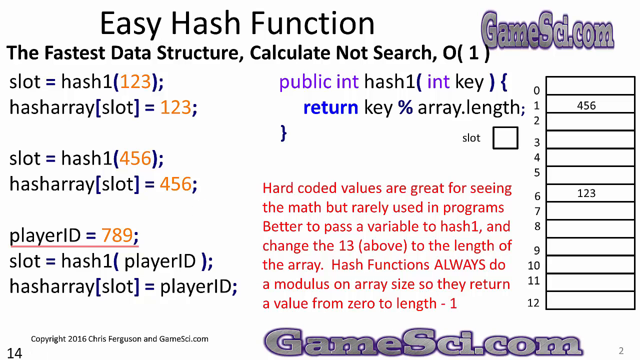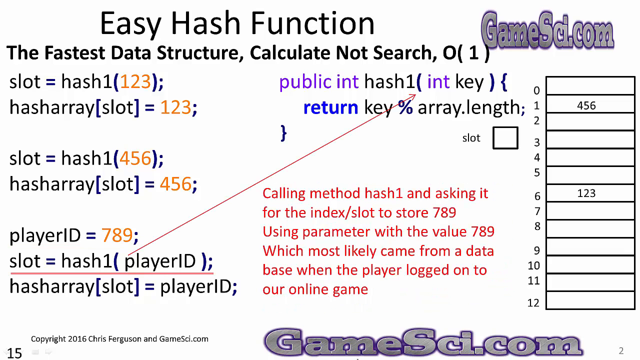It's better to pass a variable to hash 1, and then let's also change the 13 that we hard-coded before to the length of the array. Hash functions always do a modulus on the array size, so they return a value from 0 to length minus 1 of the array. So let's improve this code just slightly by using variables rather than hard-coded values. But the result is the same. Let's say slot equals hash 1 of the player ID that we wish to store in the hash table. We'll pass player ID or 789 as the parameter hash 1.